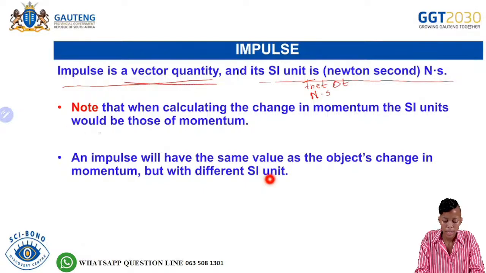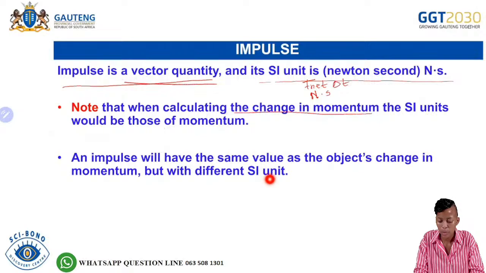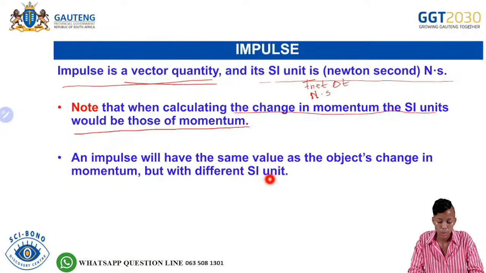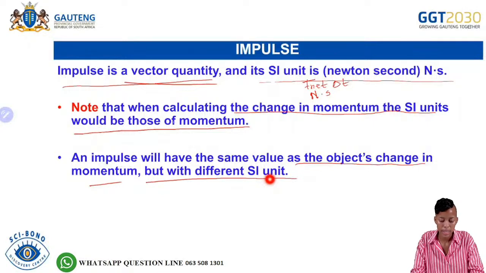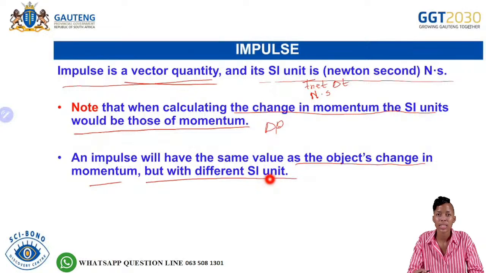Then it says here, note that when calculating the change in the momentum, the SI units would be those of momentum. And then it says an impulse will have the same value as the object's change in the momentum, but with a different SI unit. Okay, so let us just repeat them. It says note when calculating the change in momentum. So when you calculate the change in momentum, it is what?